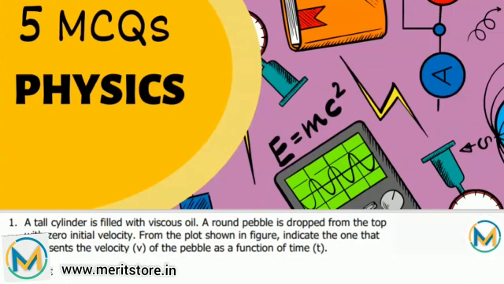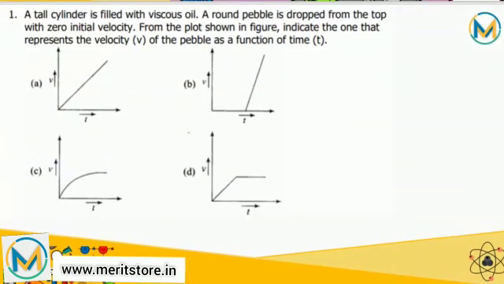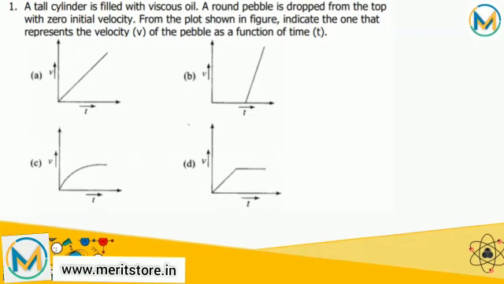First question. A tall cylinder is filled with viscous oil. A round pebble is dropped from the top with zero initial velocity. From the plot shown in the figure in options, indicate the one that represents the velocity of the pebble as a function of time t.